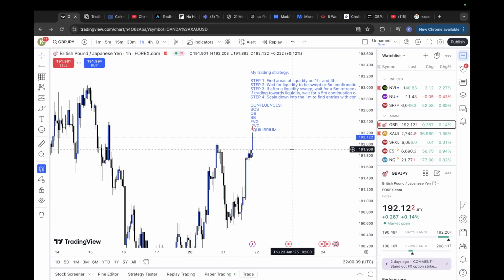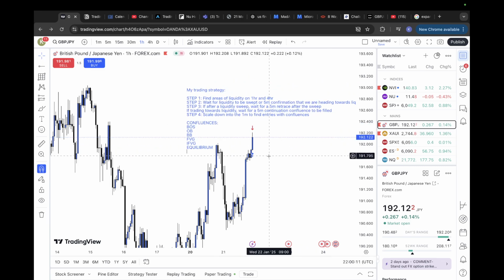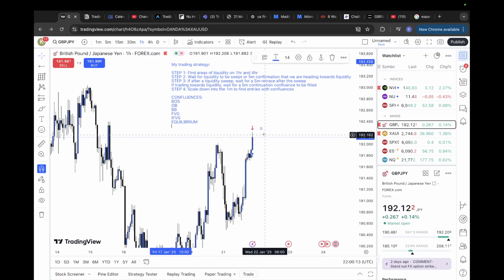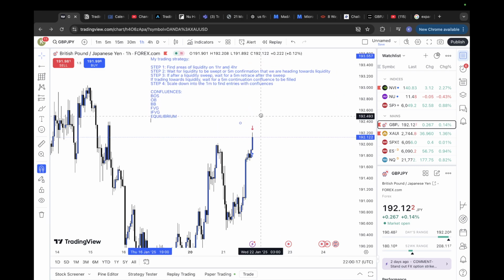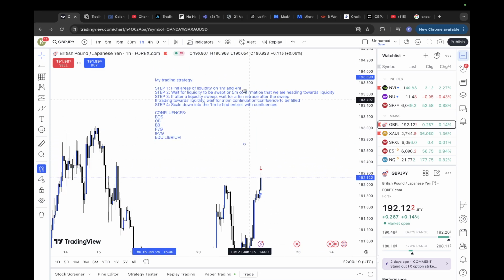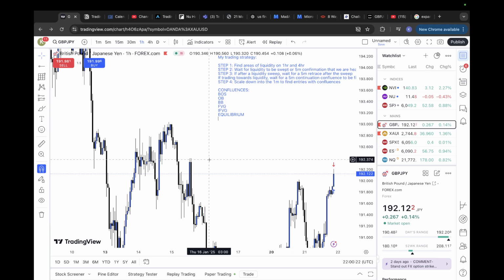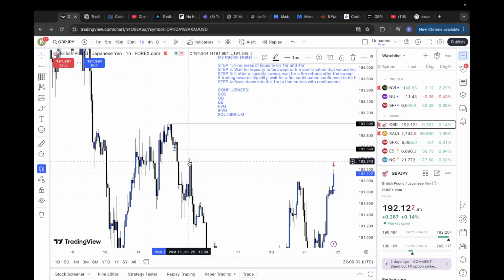So we wait for that, and we mark these areas out on the 1 hour or the 4 hour. Anyway, we just mark out those key levels. So if I was trading on Wednesday, I'd say, right, there's a 1 hour high, there's a 1 hour low, and I wait for them to be taken out. So that is what step one is.